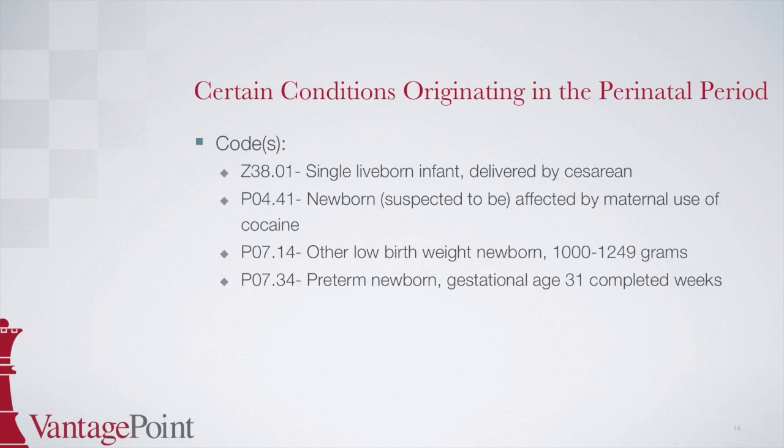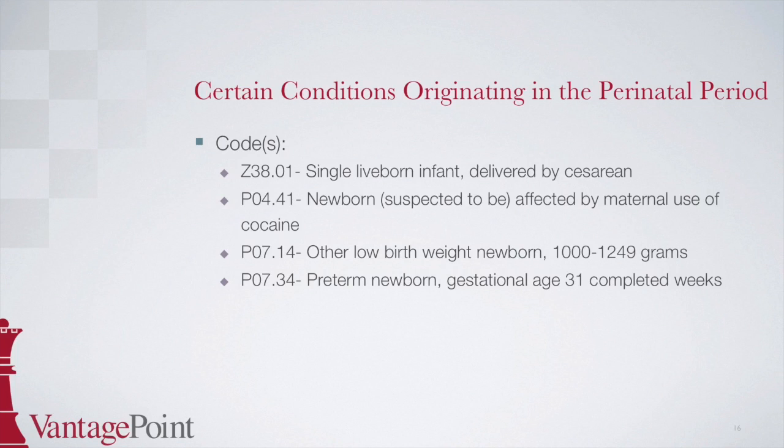The next code is P04.41, newborn suspected to be affected by maternal use of cocaine. If you go to the term crack baby in the alphabetic index, you are directed to P04.41, which you would then confirm in the tabular.